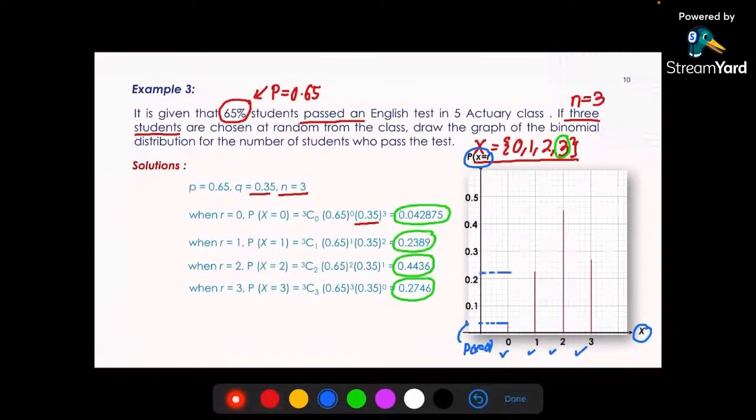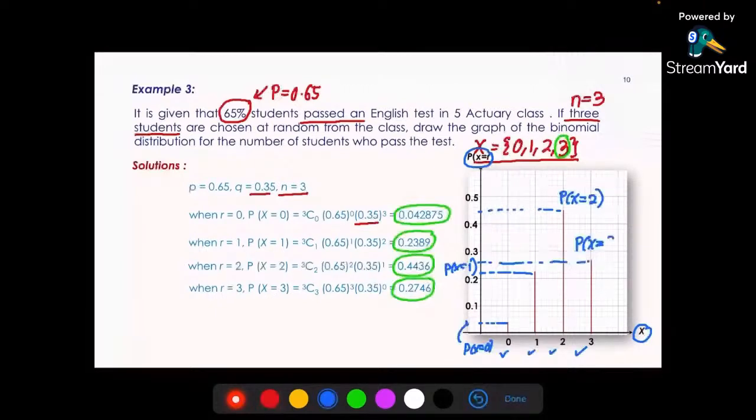This is P(X) equals 1. And the highest one is P(X) equals 2. Take the value here. This is P(X) equals 2, and the last one here is P(X) equals 3.